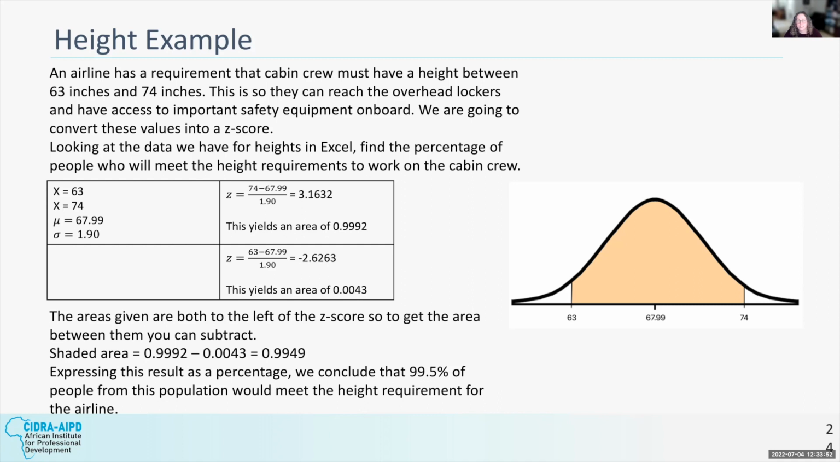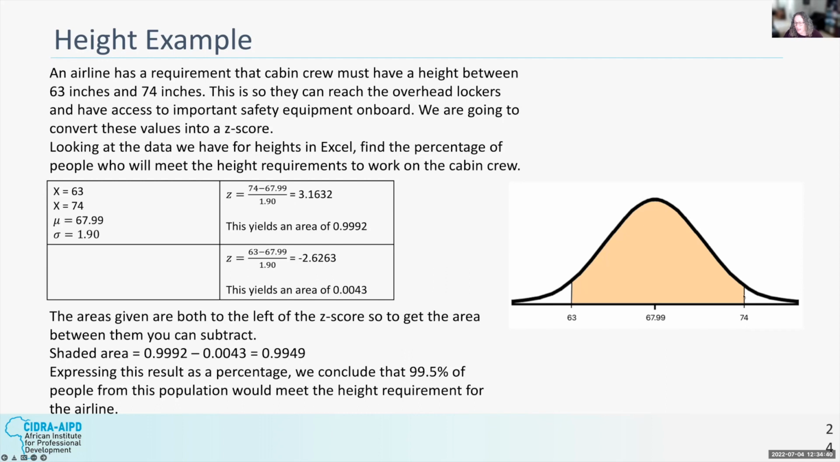We're going to convert these values into a z-score. Looking at the data we have for heights in Excel, find the percentage of people who will meet the height requirement to work on the cabin crew. So what I've done here is I have copied over the mean and the standard deviation from the summary statistics data that we calculated on the previous slide in Excel. And of course, I have drawn a little graph, which is what I always do, as you know. So you do your little normal distribution curve, label the mean 67.99, and then this 63 and 74 is right here from the question, 63 inches and 74 inches.